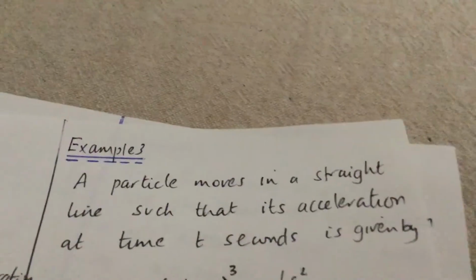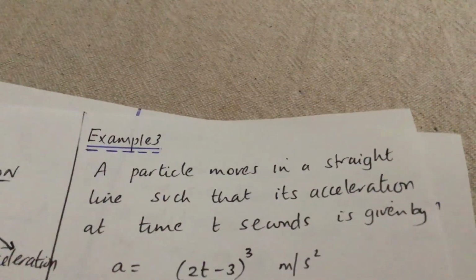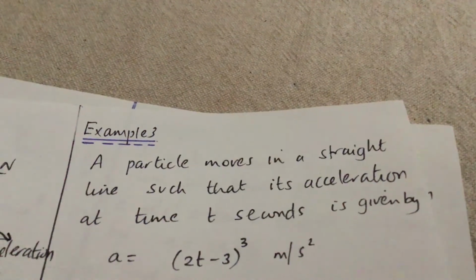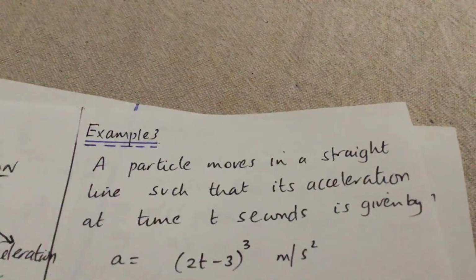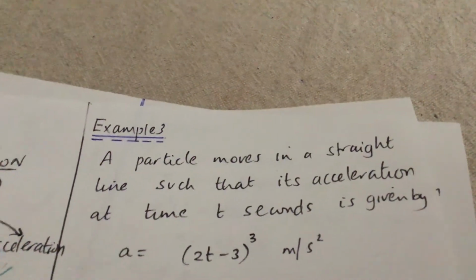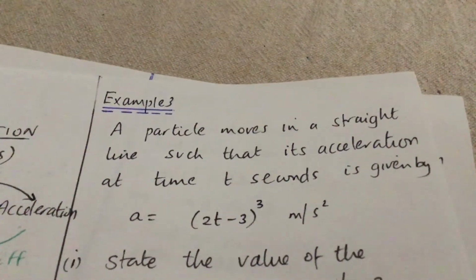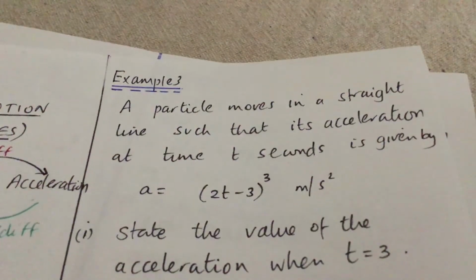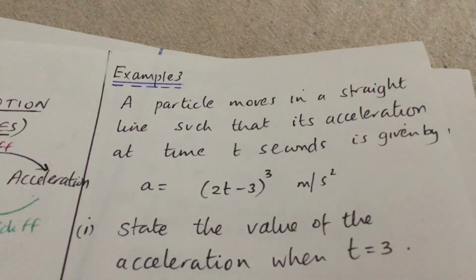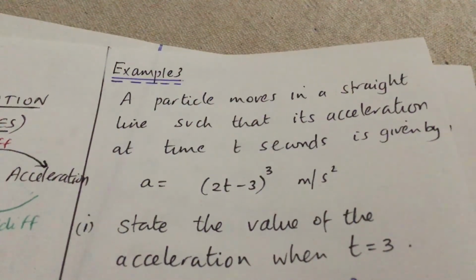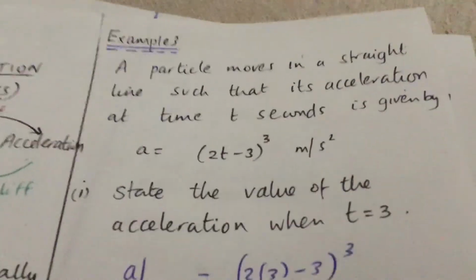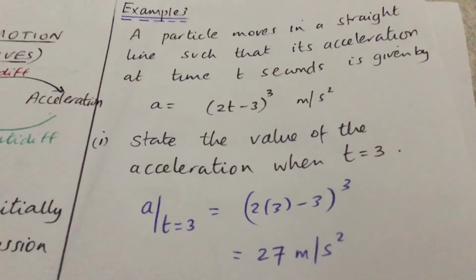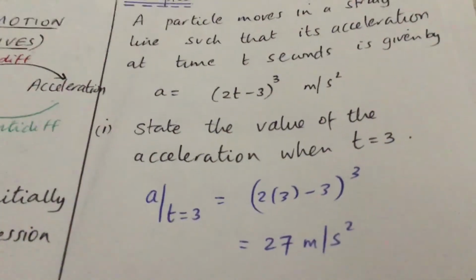A particle moves in a straight line such that its acceleration at time t seconds is given by a equals (2t minus 3) cubed meters per second squared. State the value of the acceleration when t is 3. So this is quite simple. You basically have to sub t equals 3 in the given equation, and it will give you 27, and don't forget the units. It's meters per second squared.